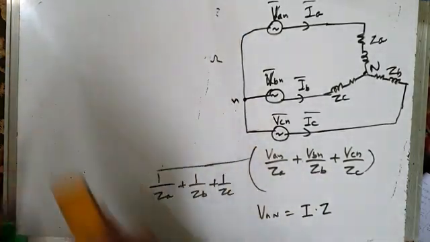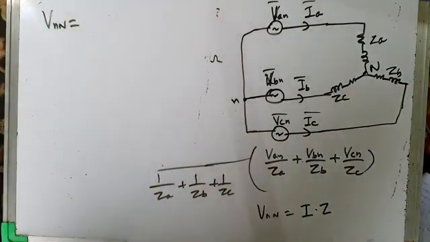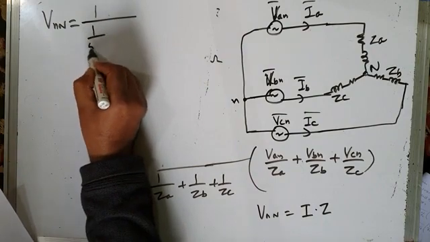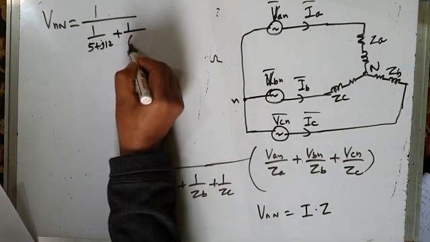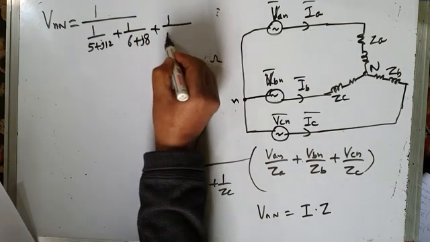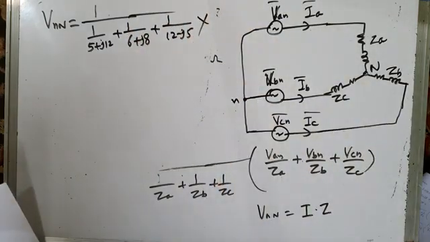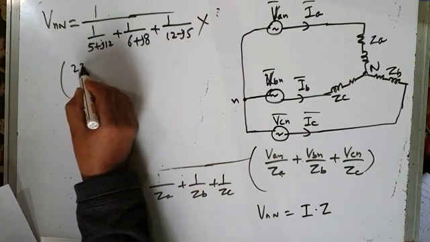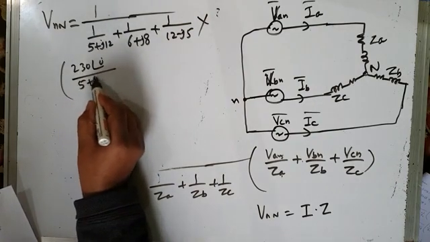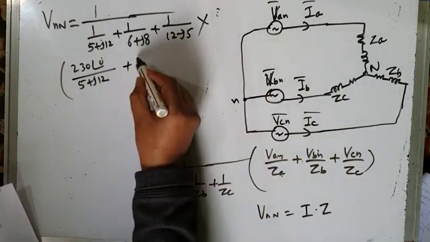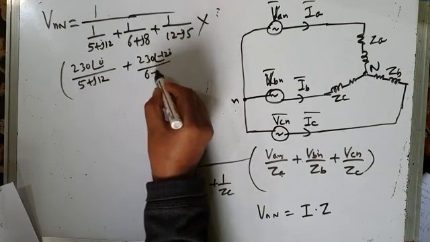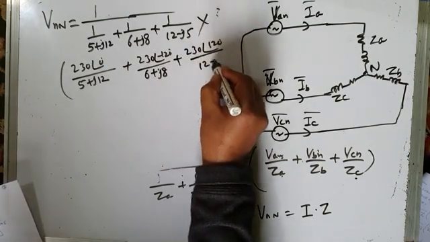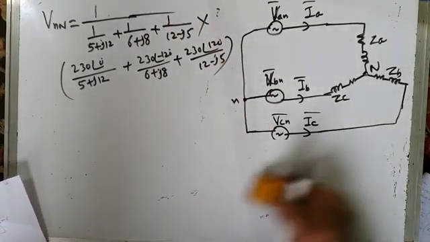Now, if you substitute the values here, the load neutral to supply neutral voltage will be equal to 1 divided by 1 by ZA. What is ZA? ZA is 5 plus J12, plus 1 by ZB. ZB is 6 plus J8, plus 1 by ZC. ZC is 12 minus J5, into VAN by ZA. VAN is 230 at an angle of 0 degrees, by ZA, again 5 plus J12, plus VBN by ZB. VBN is 230 at an angle of minus 120 degrees, by ZB, which is 6 plus J8, plus VCN by ZC. VCN is 230 at an angle of plus 120 degrees, by ZC, which is 12 minus J5. So I am applying this formula to find VNN.